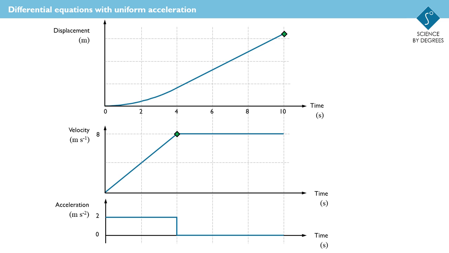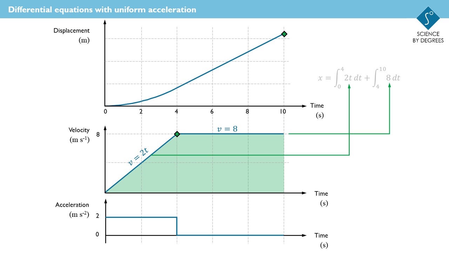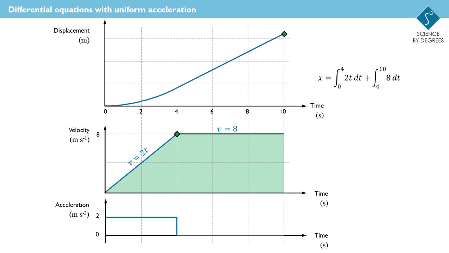Now let's find the area under the velocity time graph, which will be the distance travelled, as the sum of two integrals, one from 0 to 4 seconds and one from 4 to 10 seconds. These are the functions describing the velocity in the two stages of the motion, and they give us the sum of two integrals for the total distance travelled at 10 seconds. The first deals with the motion from 0 to 4 seconds, and the second deals with the motion from 4 to 10 seconds.